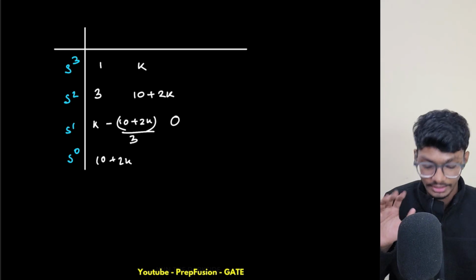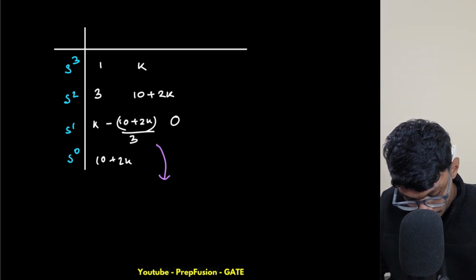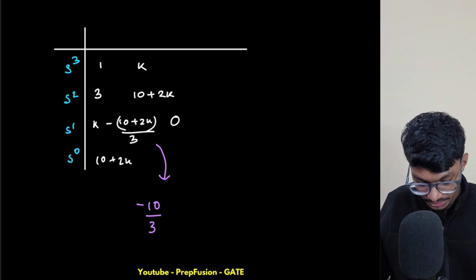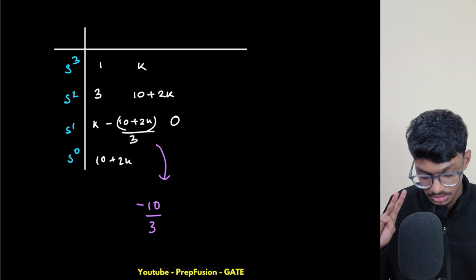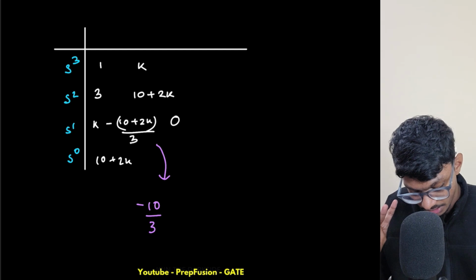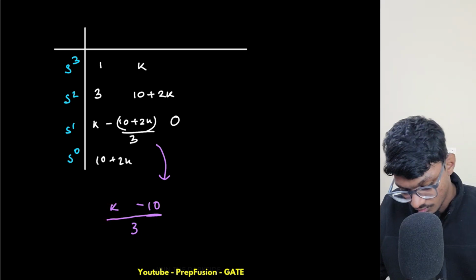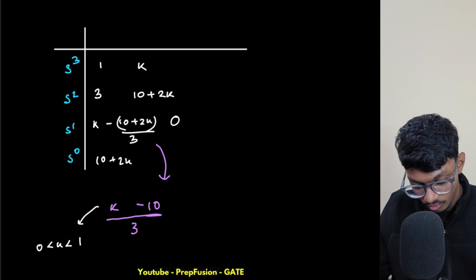Now if my k is varying, I will simplify this further. This is minus 10 by 3, and this is k minus 2k by 3, so this is plus k by 3. Simply plus k by 3. As my k is varying between 0 to 1, hence this will always be negative.